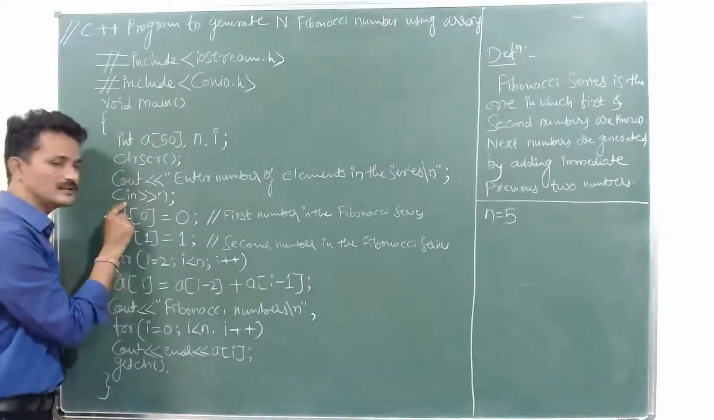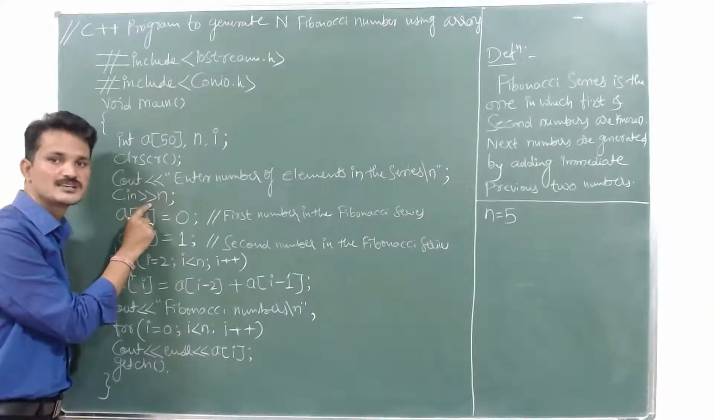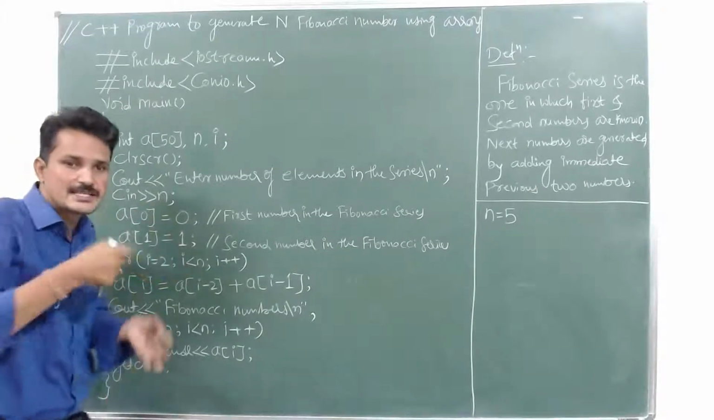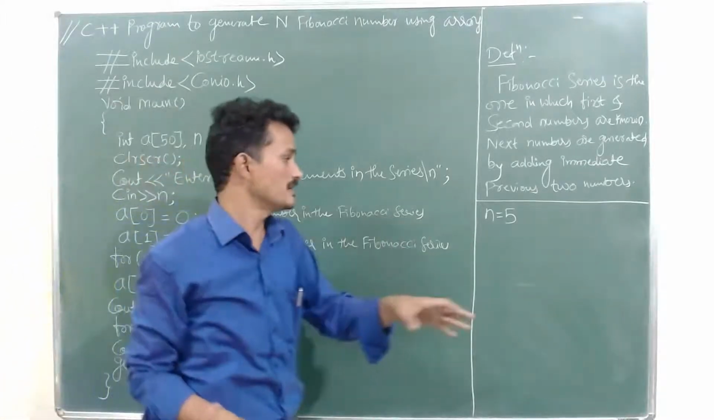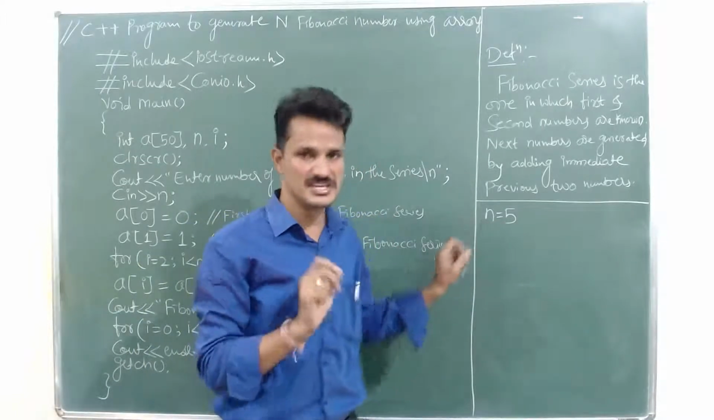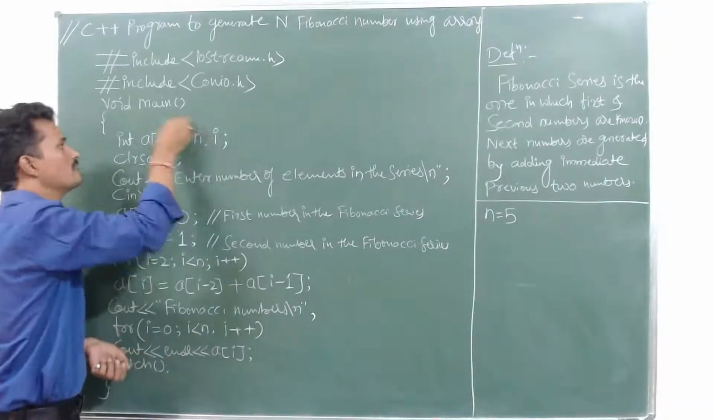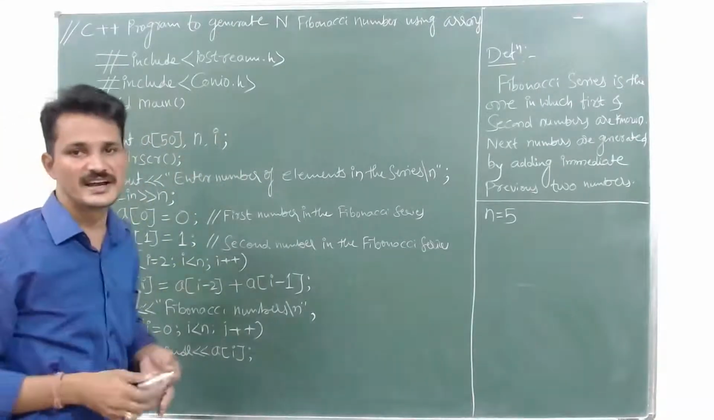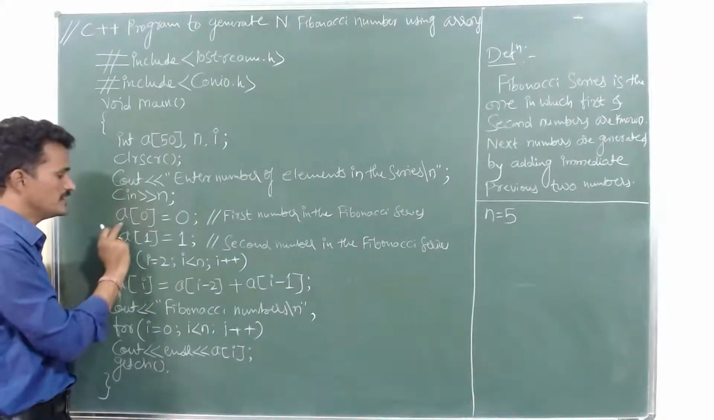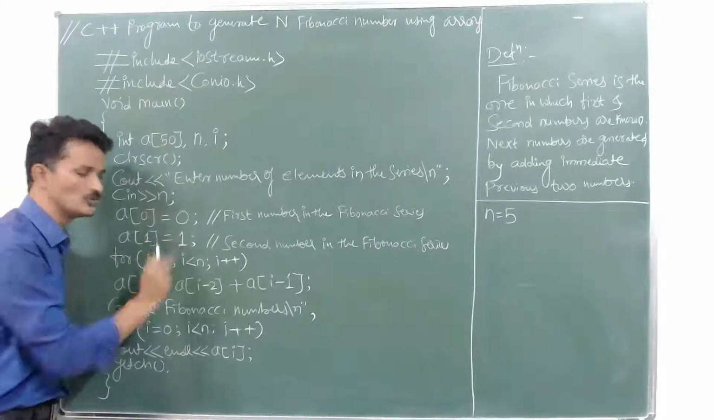Fine. Cin is an input statement. This is called a stream extraction. Followed? N. You are accepting the value. Let us say you have given the value as 5. 5 is stored in which variable? N. So 5 is stored in the variable called N. N is a variable of integer data type. Followed? Okay. Next. A of 0 is equal to 0 and A of 1 is equal to 1.